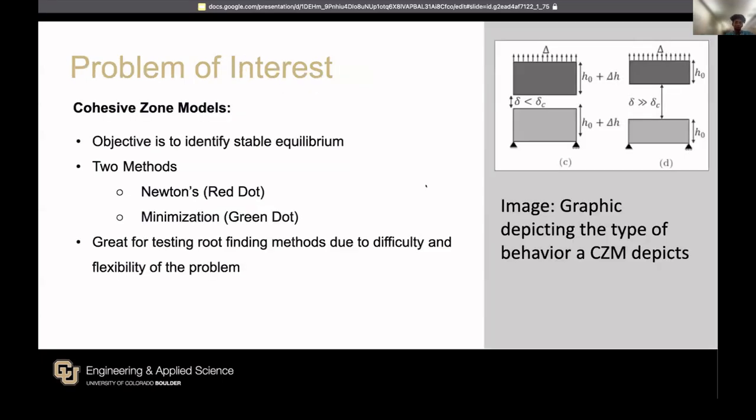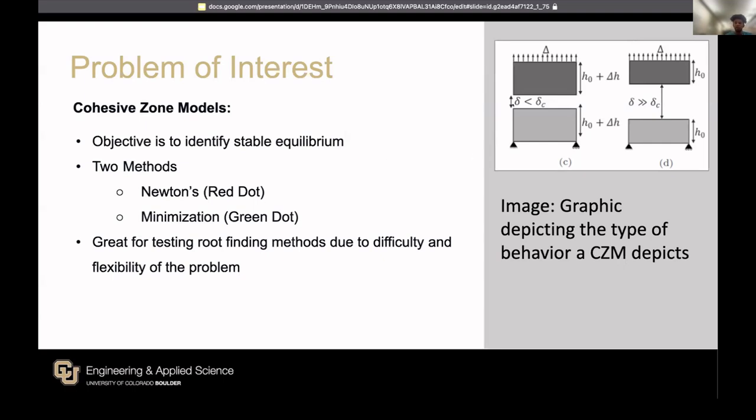Okay. So what we want to try to apply root finding and optimization to was this problem of cohesive zone models. And our objective was to identify the stable equilibrium within the cohesive zone model. And we have two methods that we went about doing this through: the traditional Newton's root finding method and the minimization optimization method. In the next slide, we'll see a little bit of a visualization of how that root finding method can be illustrated with a red dot representing Newton's and the green dot representing minimization. And the reason why this problem is so interesting is because it is able to be formulated in both a root finding and an optimization problem.